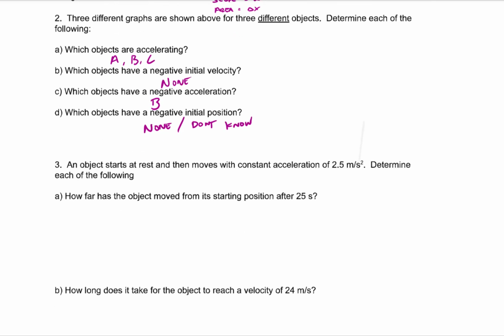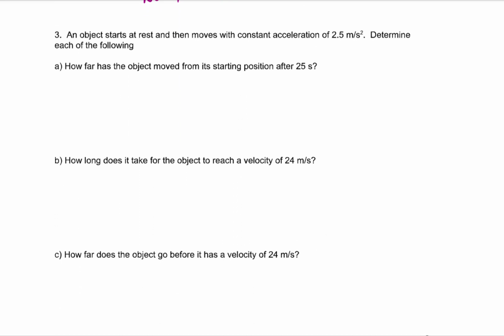Okay. 3, an object starts at rest and then moves with a constant acceleration of 2.5 meters per second squared. This is a question that's going to have us use the kinematic equations. To do that, we're going to write down all of our knowns, pick our unknown, and then choose a kinematic equation to help us solve the problem.